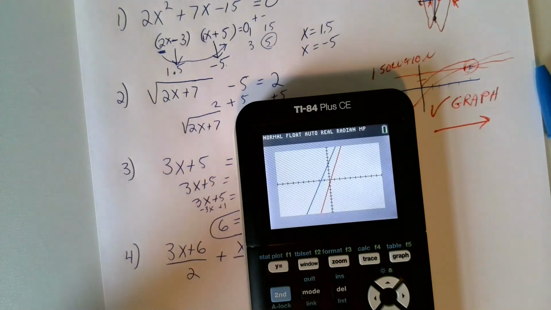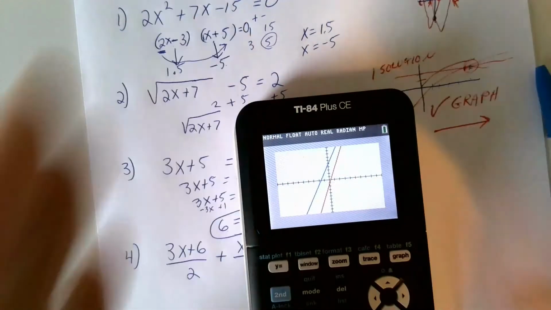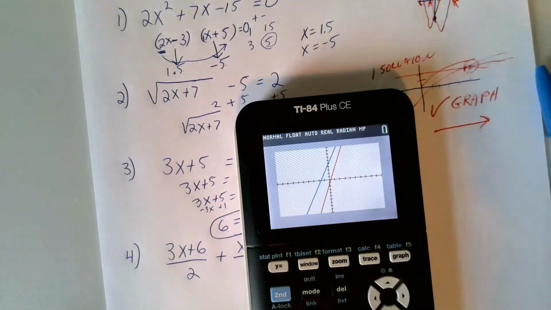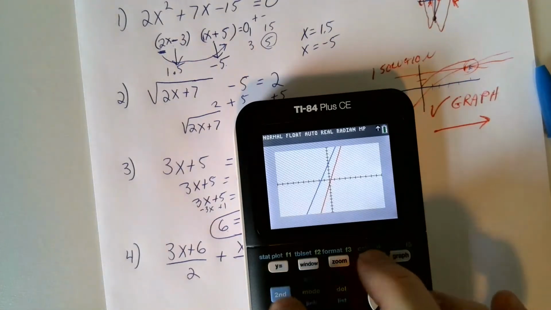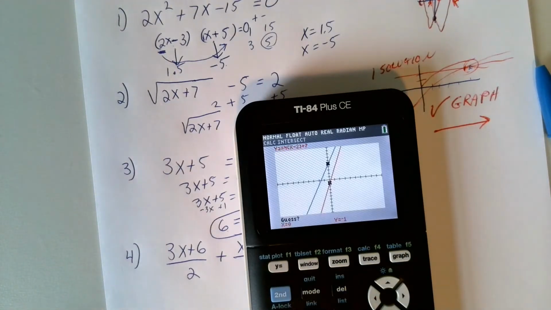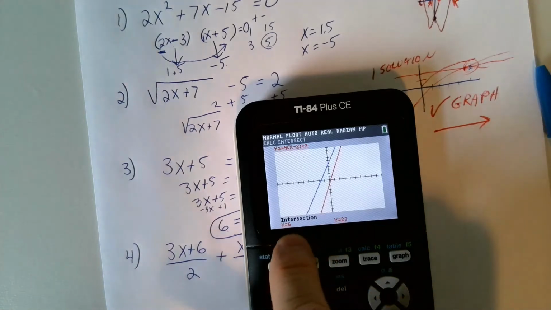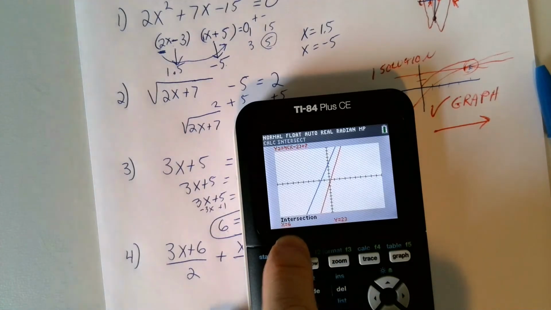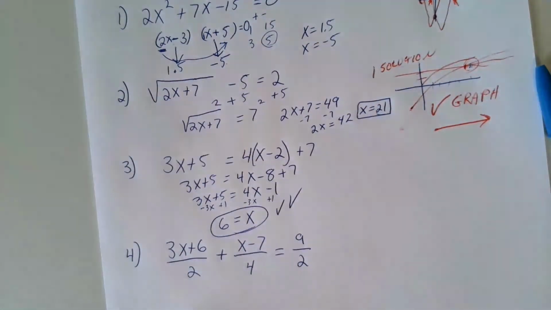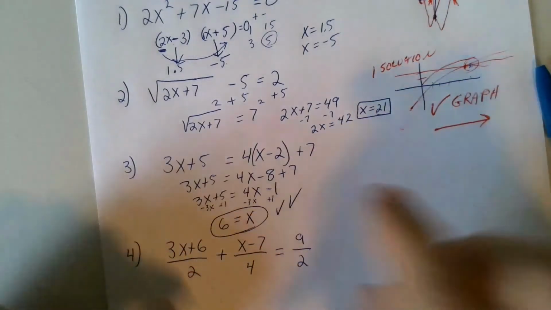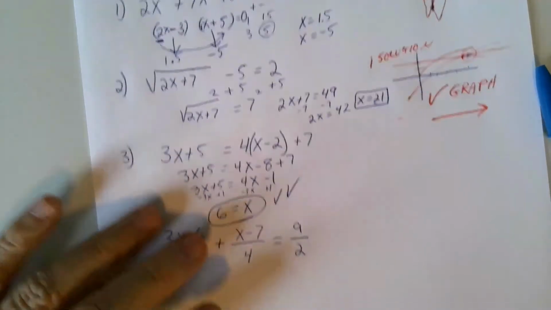And here's the cool thing. As long as it's vertically between my screen, I don't even have to see it in order to be able to get that answer. Second trace, number 5 intersection, enter, enter, enter. You can see that it shows me that that solution is at 6. The same thing I got when I did my algebra. Okay, so algebraically or graphically, we should be rock stars at this point.